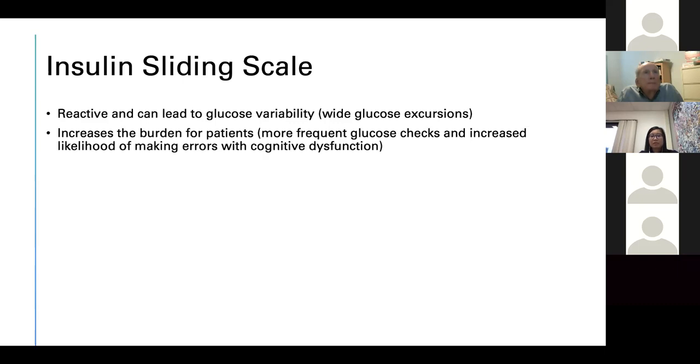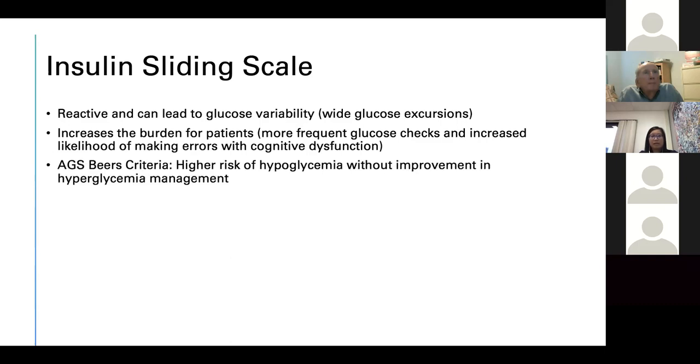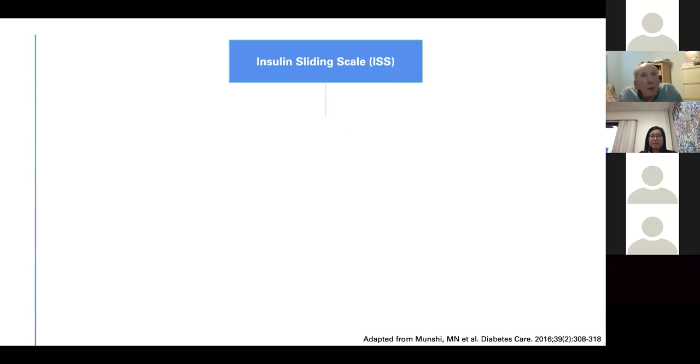It also increases the burden for patients, so they have to check their finger sticks more frequently. And particularly in patients with cognitive dysfunction, they're more likely to make errors. The American Geriatrics Society Beers criteria lists insulin sliding scales as having higher risk of hypoglycemia without actually improving hyperglycemia management. So how can we simplify an insulin sliding scale?